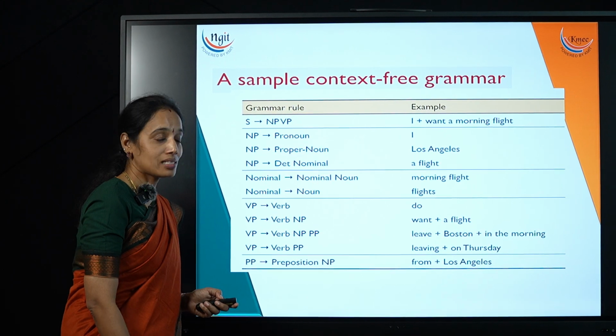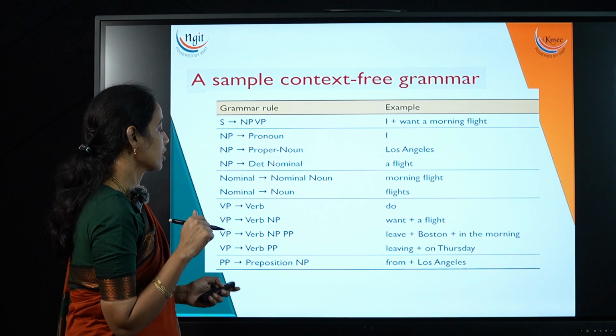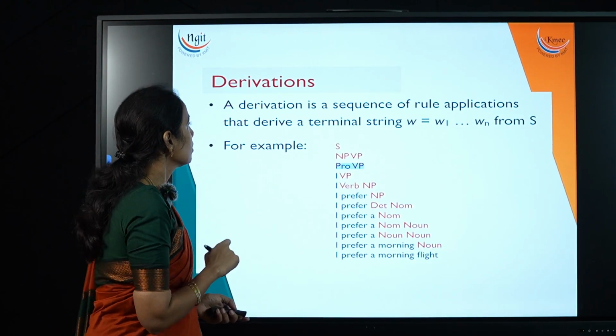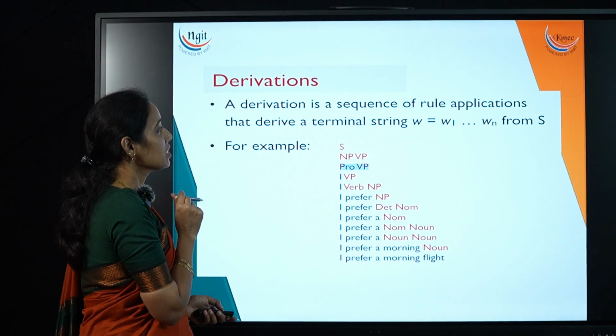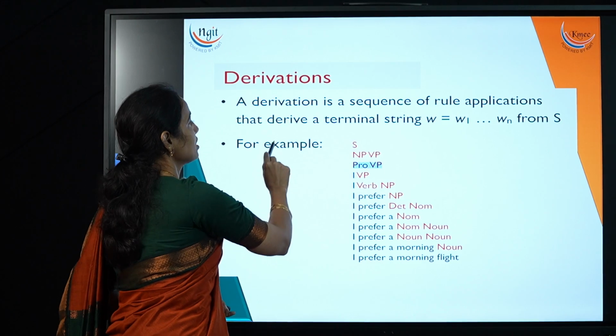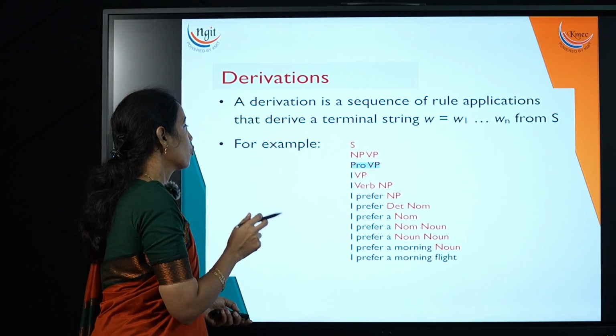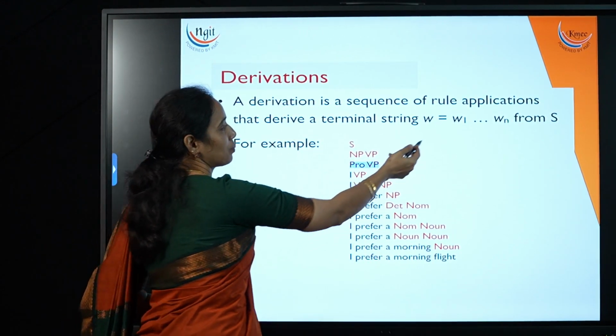Let us continue the last session. We are discussing a sample context-free grammar. So here, we'll see the derivation part of this context-free grammar. A derivation is a sequence of rule applications that derive a terminal string from the start symbol. That is something like this.